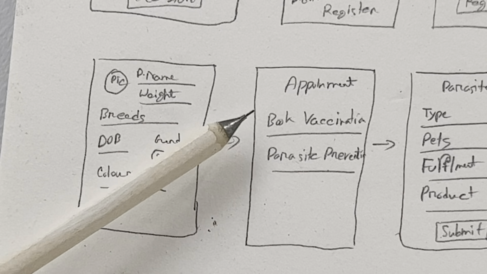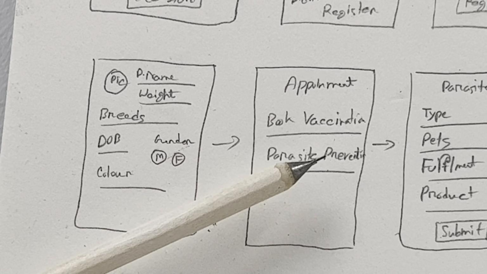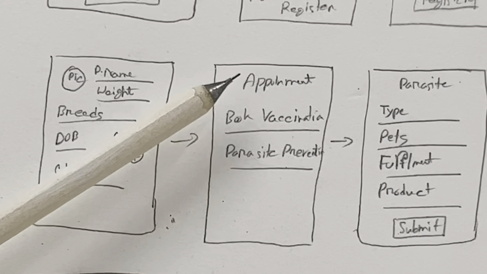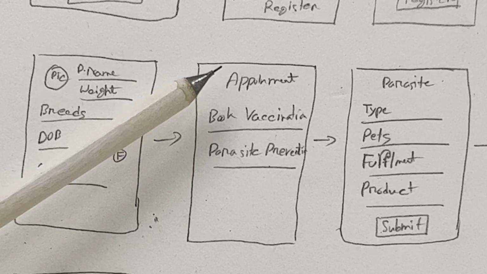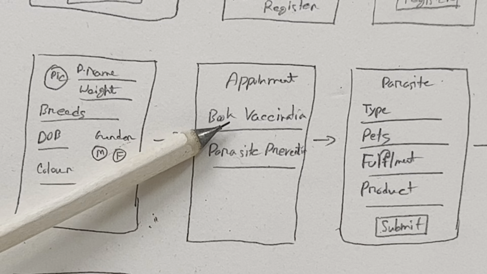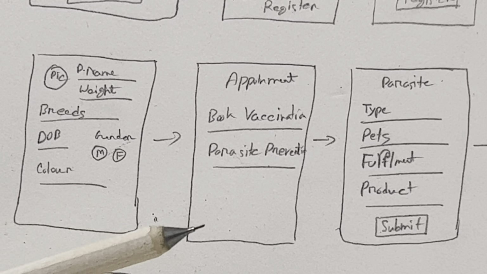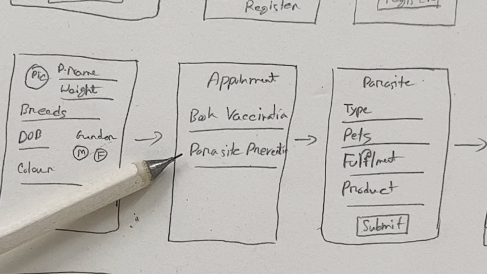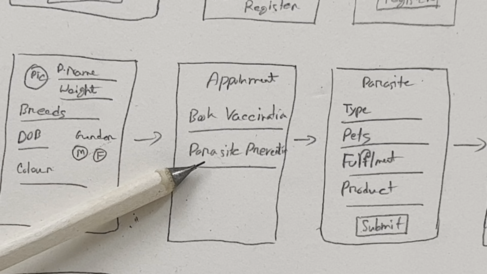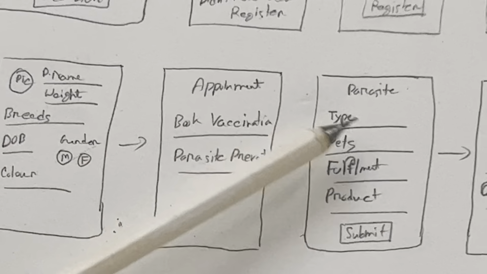So next, we are jumping on the appointment button, which I showed you on the navigation bar. Once you click on the appointment button, the appointment page pops up. There are two sections. One is book vaccination. If any vaccination is due, the vaccination page pops up. And second, the parasite prevention. Once you click the parasite prevention, the parasite page starts.